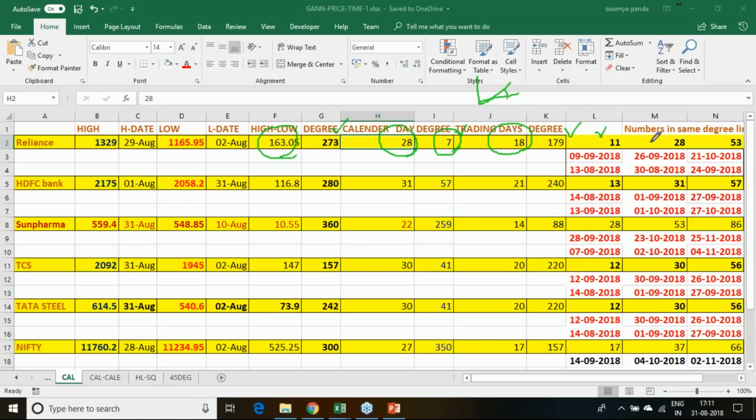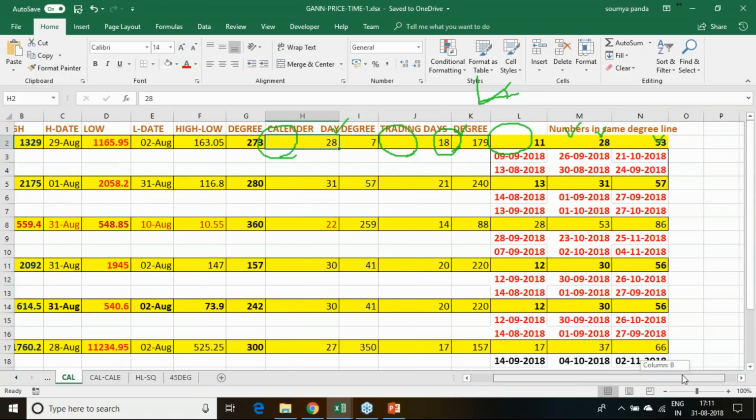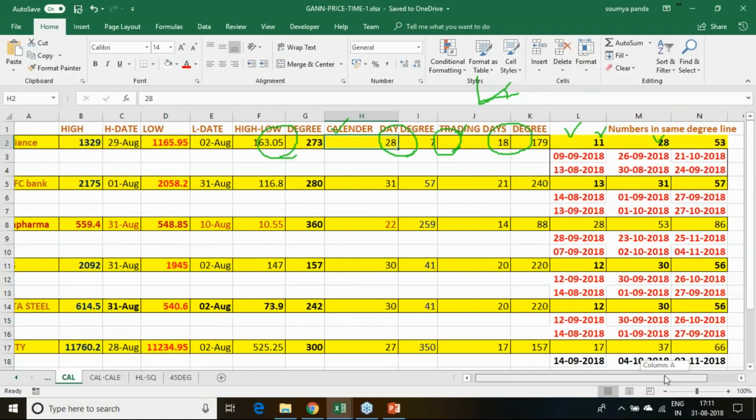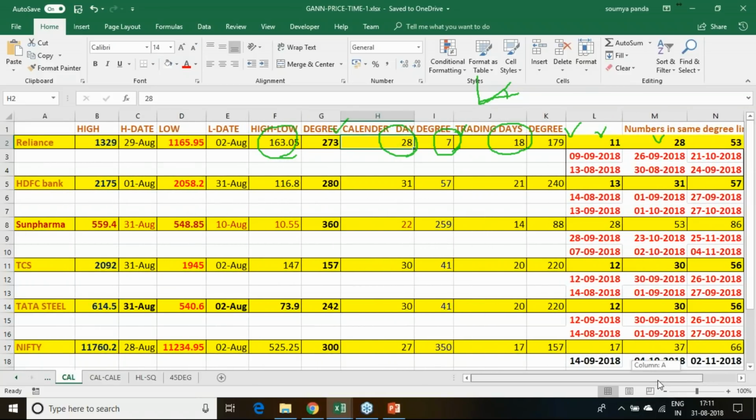The three numbers we are finding are those falling on the 7-degree trend line. The first number we are getting is 11, the second is 28, and the third number we are getting is 53. So these are the three numbers we are getting. After getting these three numbers, our date prediction will start. From 2nd August, we will be adding these 11 days, 28 days and 53 days. We are getting 9th September, 26th September, 21st October.